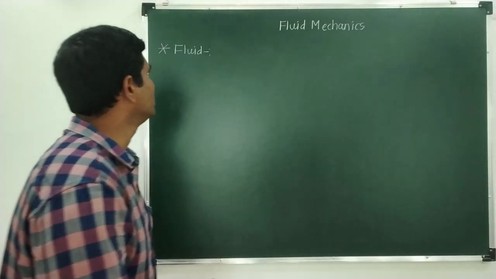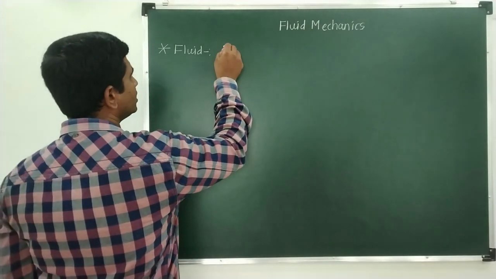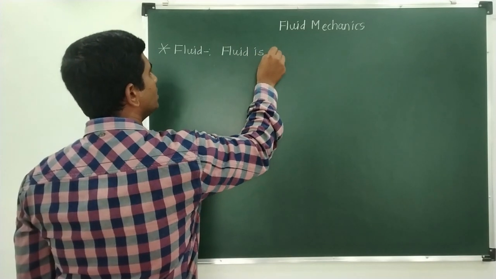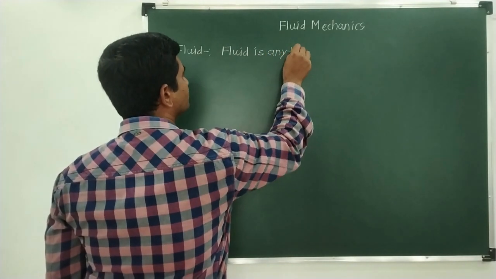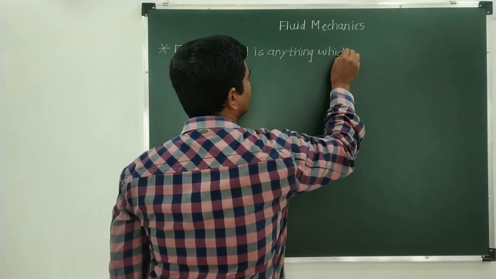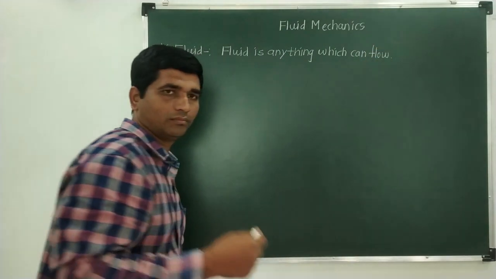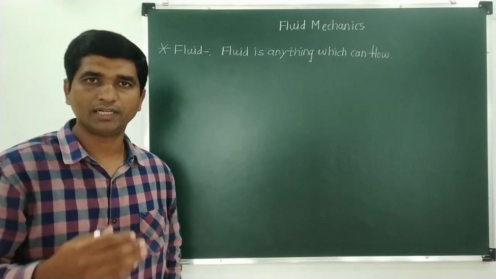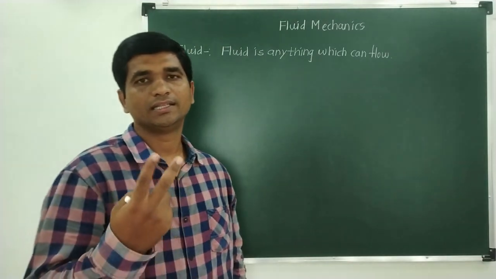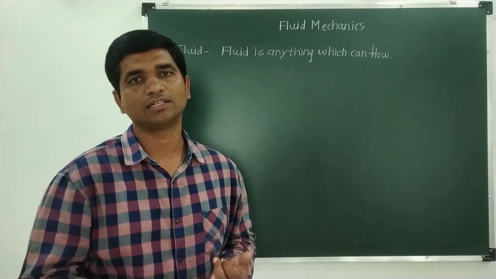So first of all, we will start with the definition of fluids. What is a fluid? Fluid is anything which can flow. If you consider any material which has the ability to flow, then you can call it a fluid. Basically speaking, there are two types of fluids we know. One is called liquid and another is called gas.